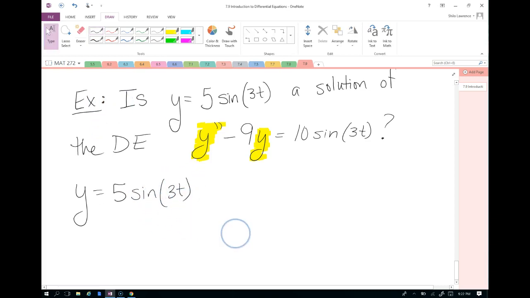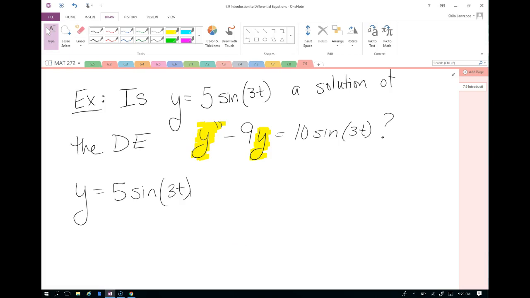So we will go through our first derivative to get there. If y is equal to 5 sine of 3t, we're going to have to do the chain rule again here. The derivative for sine is cosine, same angle, but then we also have to multiply by the derivative of the angle, which is a 3. And we already have a 5 in the front, so 5 times 3 is 15.